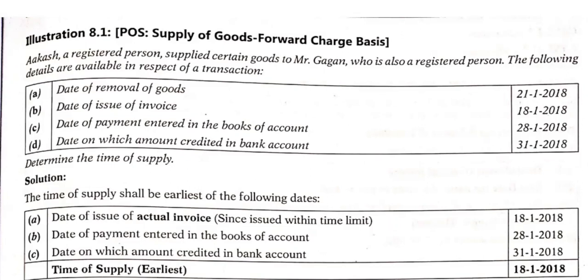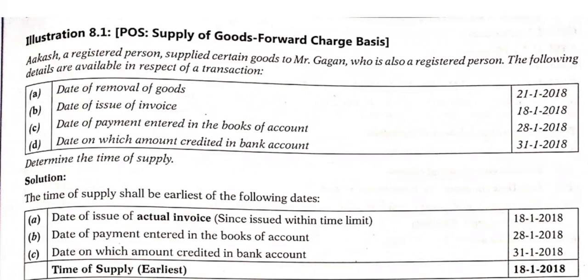Out of that, one date we have to ignore. Date of issue of actual invoice, that is 18/1, that we should consider. But date of removal of goods should not be considered, because removal of goods does not have any value. If you remove it, it can reach us after some time, or immediately. So removal of goods from the godown or a warehouse will not have any importance in the case of supply of goods in calculation of time of supply.